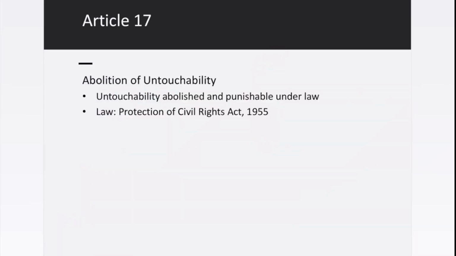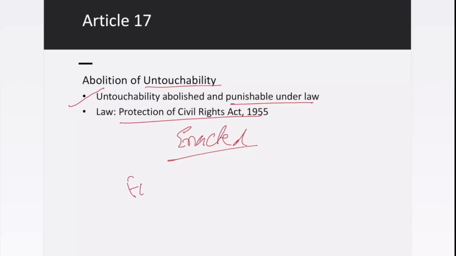Moving forward, we come to an aspect of abolition of untouchability. Abolition of untouchability is a very important concept. In this aspect, it says that untouchability stands abolished and is punishable under law. So a law called the Protection of Civil Rights Act was specially enacted to protect the section of society which was suffering from the untouchability issue. Article 17 abolishes untouchability and forbids its practice in any form.